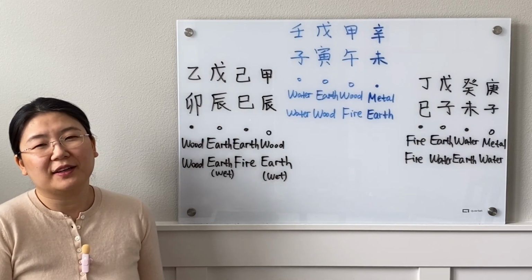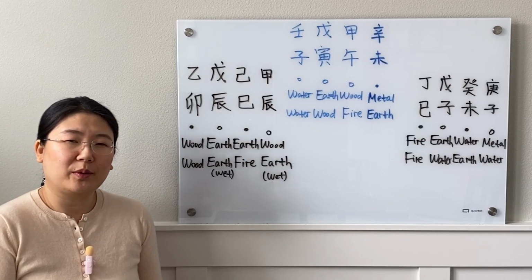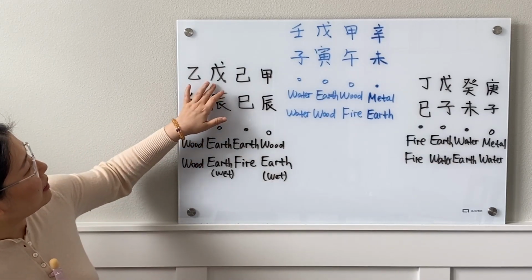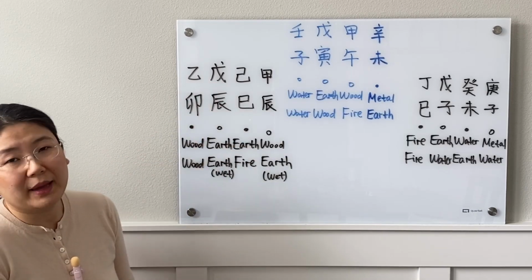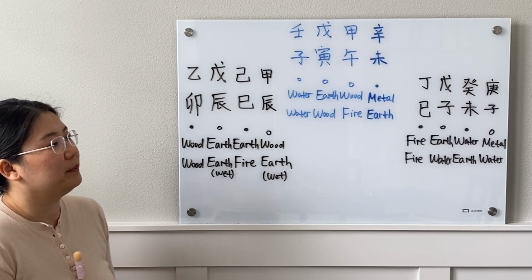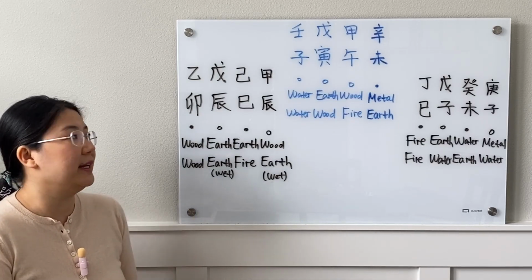Today is a video of case studies for young Earth born in the summer season. So the first example is a young Earth person born in the month of May. And May is this Yin Earth, earthly branch type called Si in Chinese.